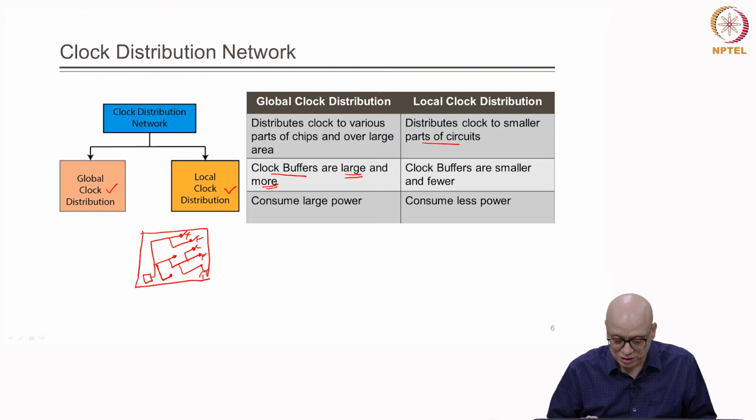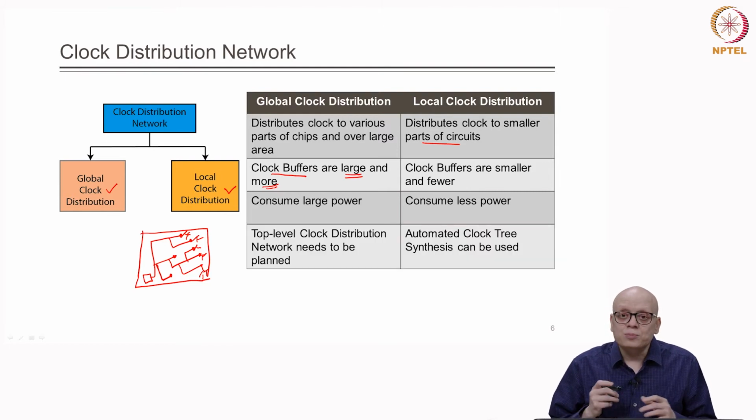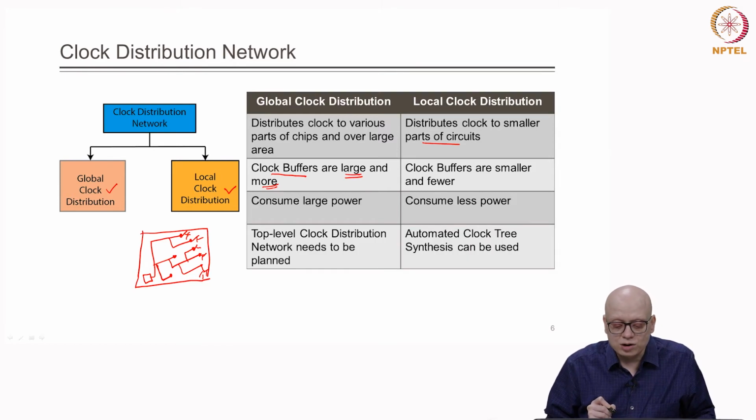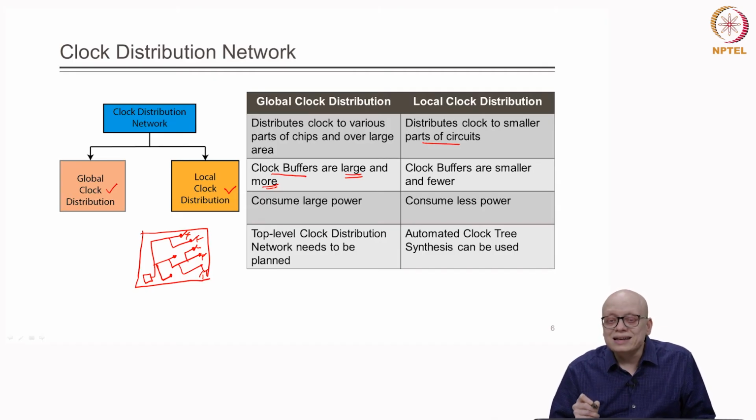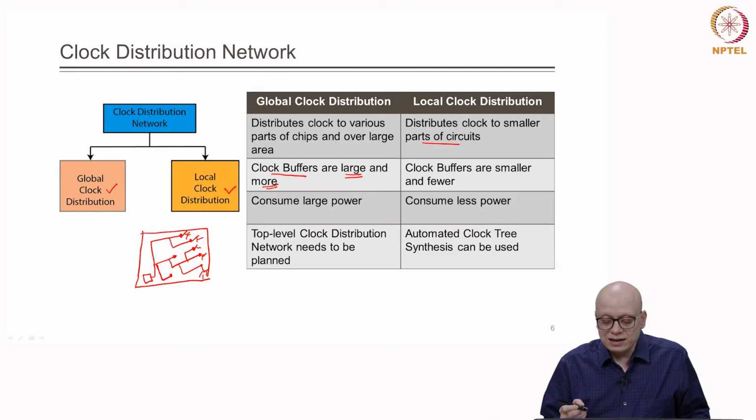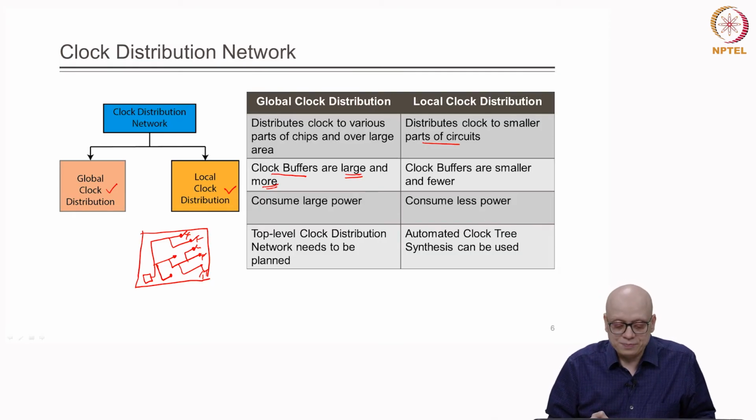Another point to note is that the top level clock distribution network, or the global clock distribution network, needs to be planned, and a lot of manual intervention is made in designing it, while the local clock distribution networks are created automatically by the CTS tool, right.